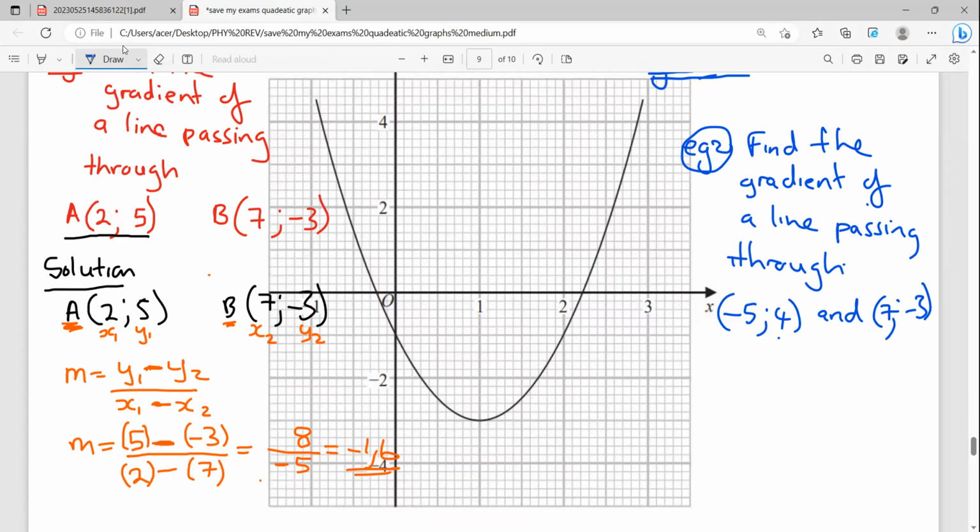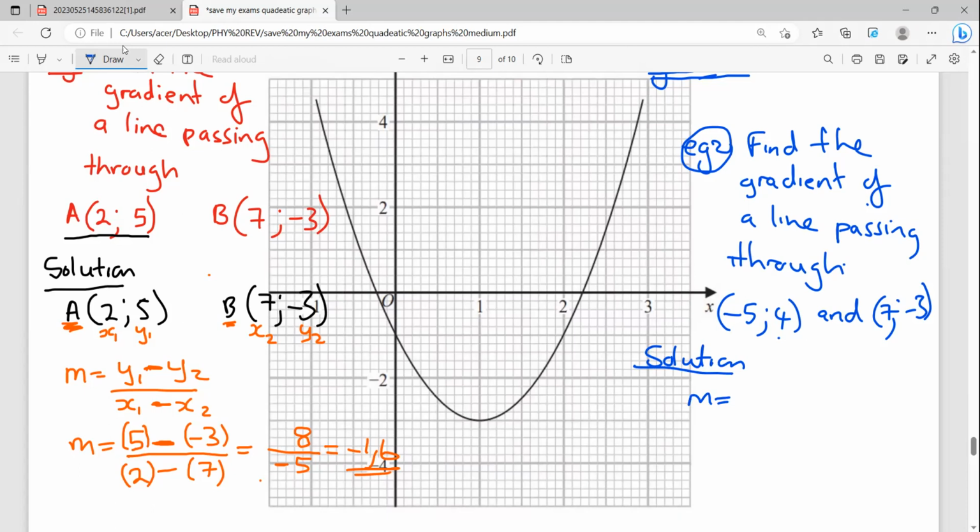Okay. So now we'll move on to our solution. I want you to be leading me as I write the solution. What's the first thing we need to do? Write down the formula. Okay, yes, writing down the formula is fine. So m equals what?